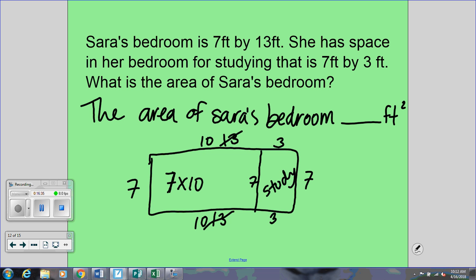We got 7 times 10 on this side, and then 3 times 7 in this part. What is 7 times 10? Dylan? 70. What is 3 times 7? That's going to be a little trickier of a problem for most of you. Pick a strategy and do it. 2s are really close to 3s. Allie, what is it? 21.